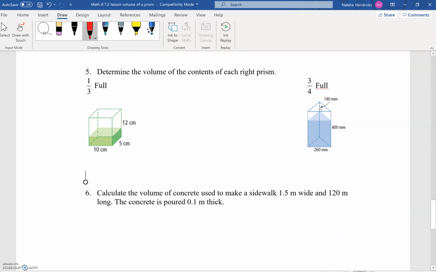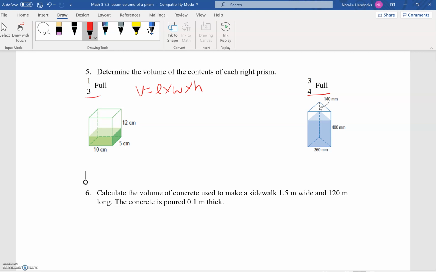All right, so determine the volume of the contents of each prism. This one is only a third full, and this one is only 3/4 full. So what we're going to do here is use the same formula we've always been using. Volume equals length times width times height. But when we get to the end, we're going to figure out the actual volume, okay?